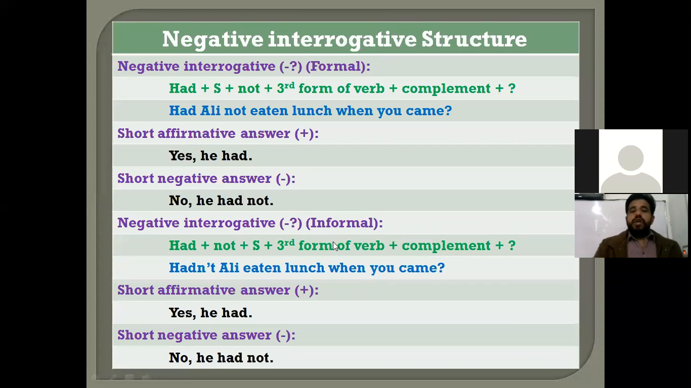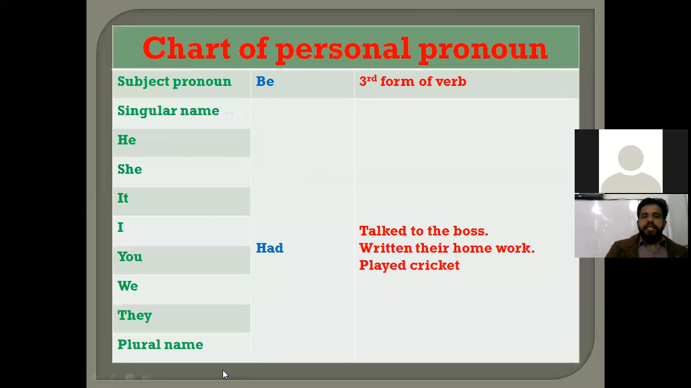Like negative interrogative informal. In informal, you will also bring not along with had, both of them come to the start. Had plus not plus subject plus third form of verb plus complement. So hadn't Ali eaten lunch when you came? So short affirmative answer is he had, and no he hadn't.